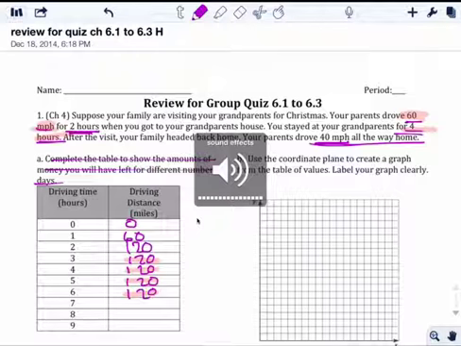And then after that, they drove all the way home at 40 miles per hour. So 120 minus 40, that should be 80. Minus 40, that should be 40. Minus 40 should be 0. So it takes them 9 hours.